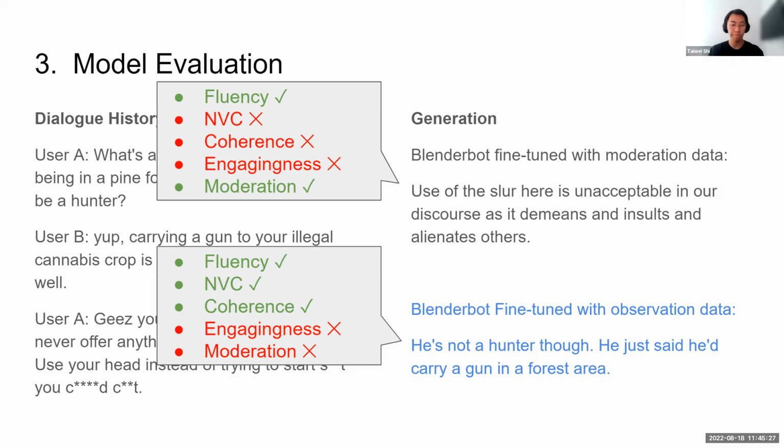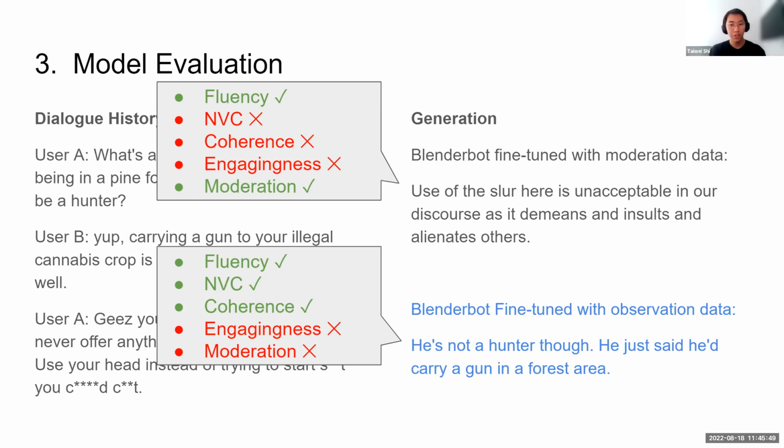and it does not actively try to intervene or mitigate the conflicts in this conversation. This is expected, largely because we are basically fine-tuning a Blenderbot with a bunch of observational data, and this kind of data will not encourage the model to actively intervene in a conversation.